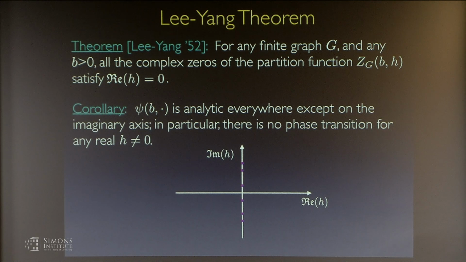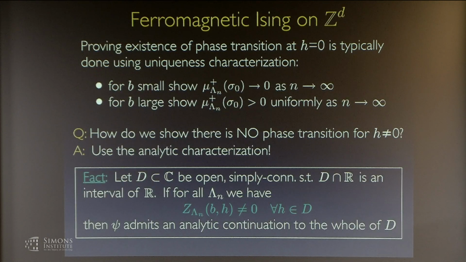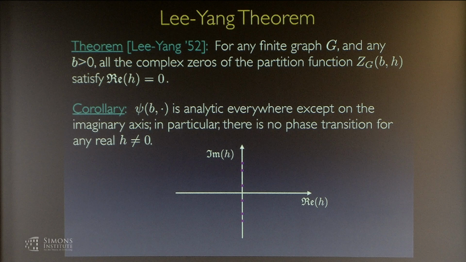So what this condition does is it allows us to replace the thornier problem of showing that psi as a real function is differentiable on the real axis by the supposedly easier problem of showing that Z has no zeros in the complex plane. Okay.